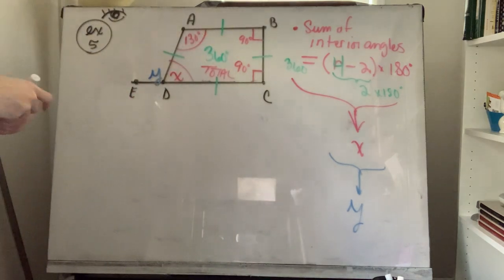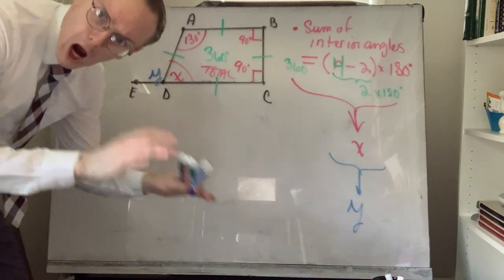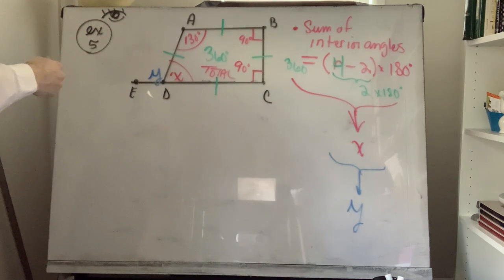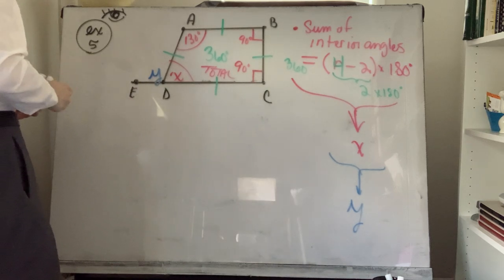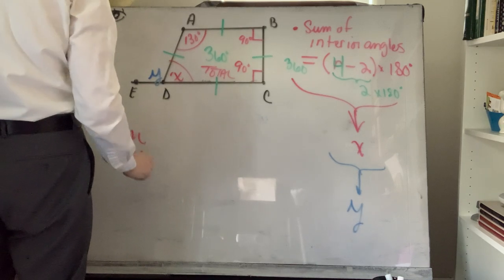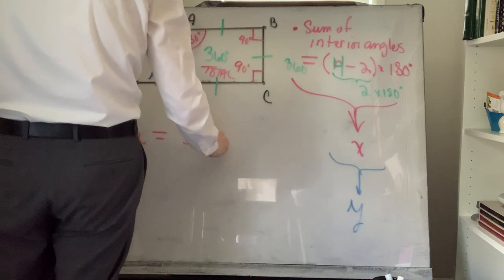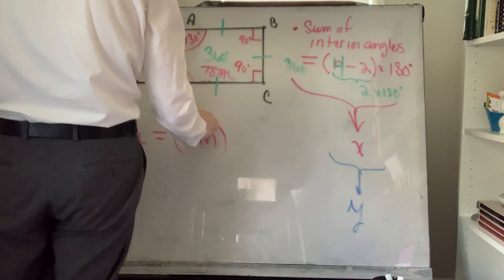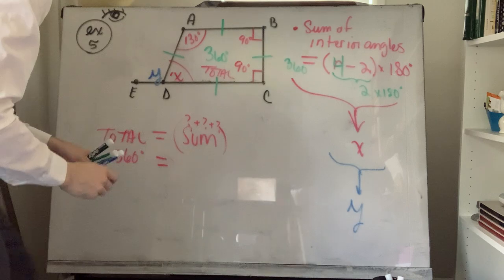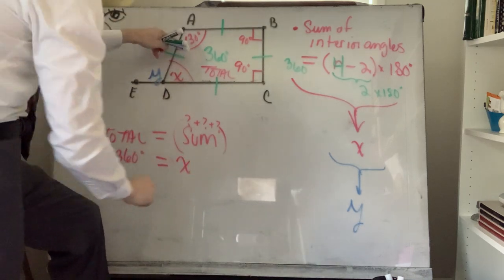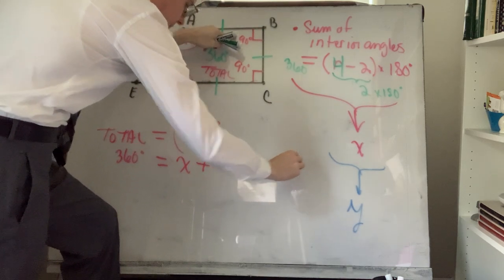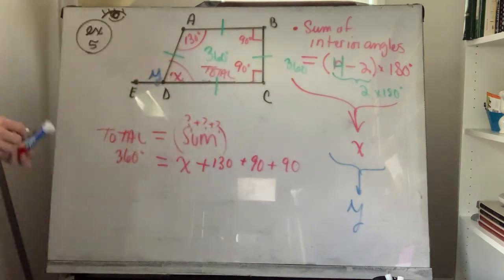Okay. Now, a sort of derived formula for figuring out X would be to say, all right, well, if the total is 360, and the total is equal to a sum, which is implying a bunch of things added, then in this instance, it would be the sum of X, the sum of 130, added to 90, and another 90. And you can see that we have the majority of information here.